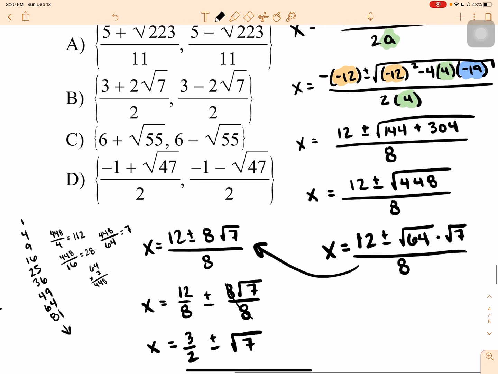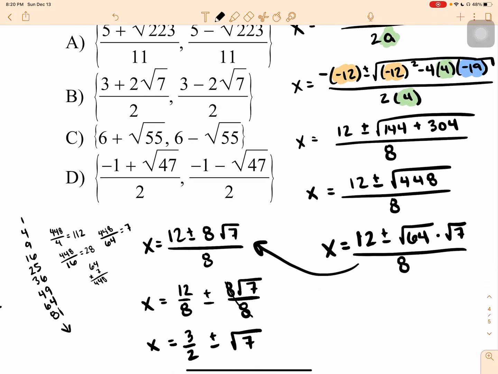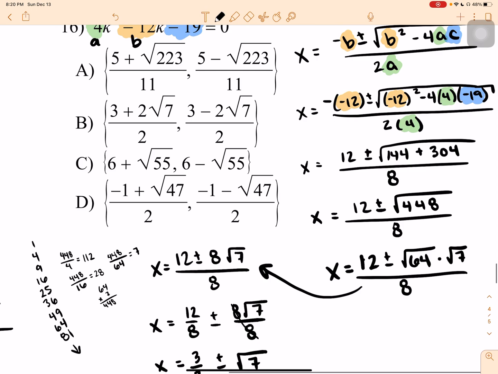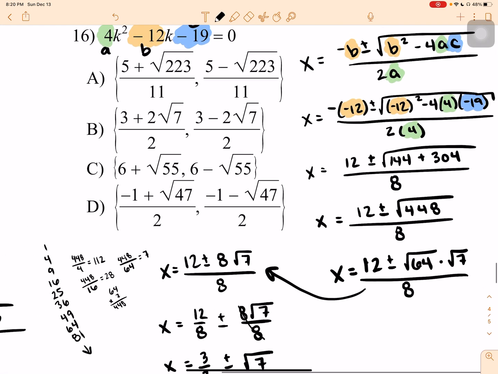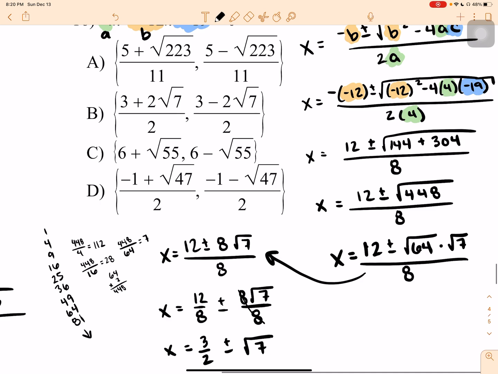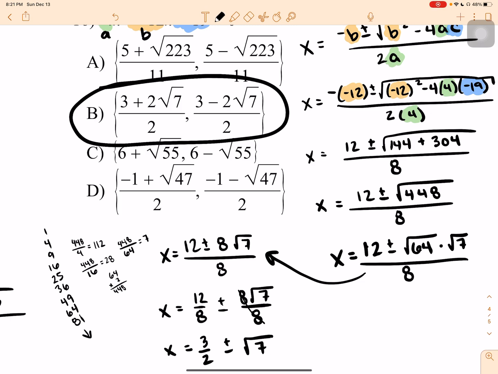Hold on. Did I do something wrong again? It looks like I might have. Ooh, this is going to be hard to find. 64, that's 8, so that should be 1 root 7. I'm thinking the answer is B here, but I'm trying to figure out how they were, oh, I see here.